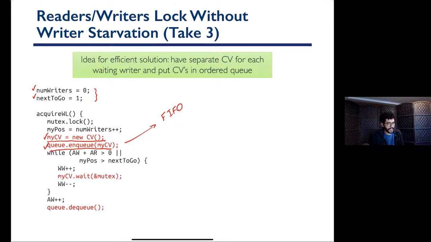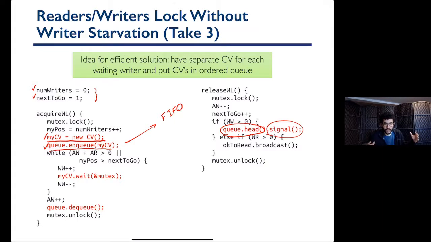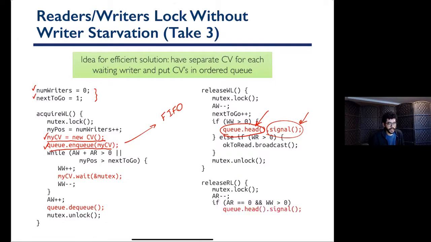Now, when you want to release, you go and look at the condition variable at the top of this queue, and you send the signal to that specific condition variable. So instead of having all the riders wait on the same condition variable, we make them wait on their own condition variable, and then we pick the right condition variable and signal that one. And then you can see that this will work.